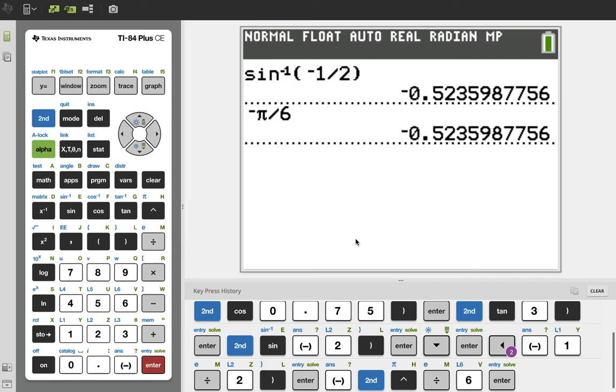But I do want the exact answer. I want the -pi/6. I don't want the decimal, because the decimal needs to be rounded, whereas the -pi/6 is accurate to infinitely many decimal places. All right, so that is the calculator portion of this lecture.